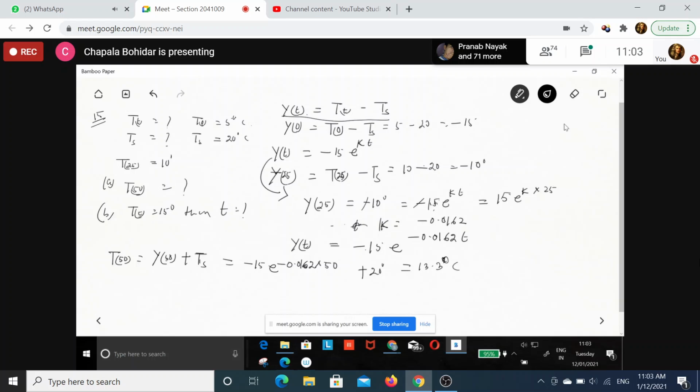So now, part B. When T of t is equal to 15 degrees, that is minus 15 e to the power minus 0.0162 t plus 20. Clear? So you simplify. Here, t is equal to how much? Tell me the result.